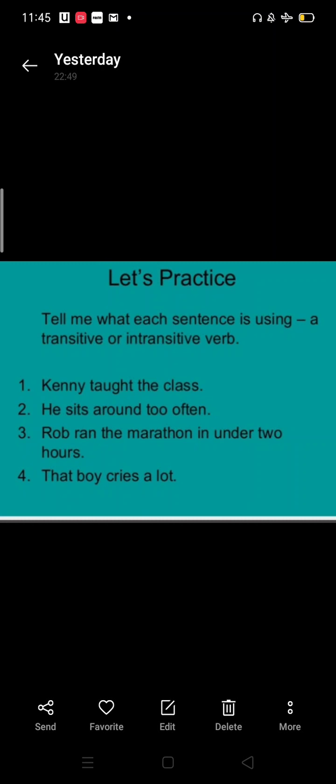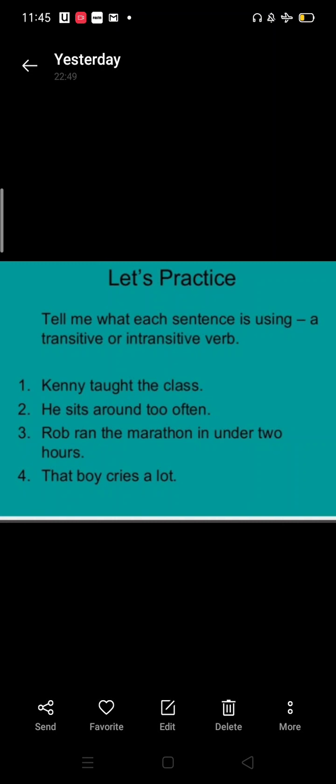So let's practice some sentences that have transitive or intransitive verbs. Canny taught the class. Here we can see Canny taught whom? The class. The object is here, so it is a transitive verb. As we have discussed, the transitive verb has objects, direct and indirect. He sits around too often. There is no object mentioned, so it is an intransitive verb. Rob ran the marathon in under 2 hours. Here marathon is the object, so it is a transitive verb.